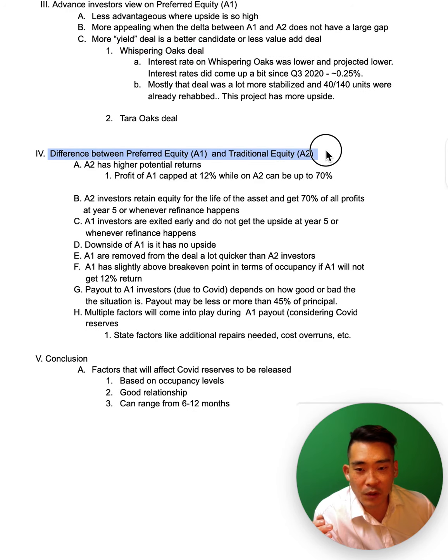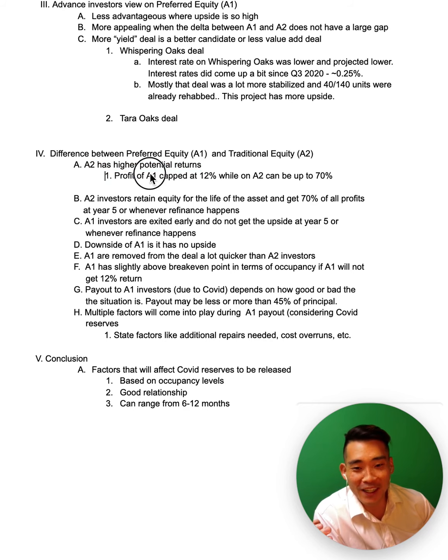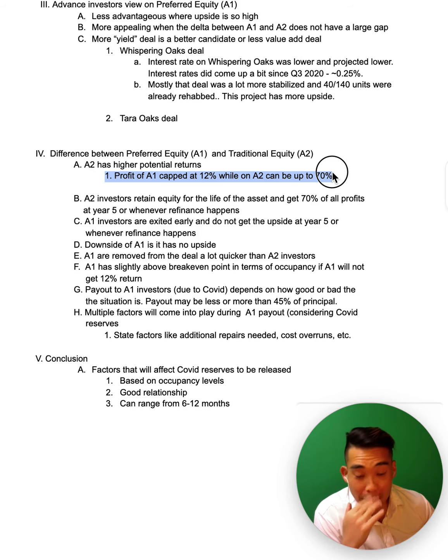Digging in here more, all this stuff is the same stuff we've been talking about. Difference between pref equity and traditional equity. Again, A2, the traditional equity, has the higher potential returns. And one could say, if you're not getting the upside, why are you playing the game? Maybe, like I said, if you have $4 or $5 million, you don't care. You're already at endgame. But for most people under a couple million net worth, you've got to play the game and put your money in traditional equity because you need the growth.